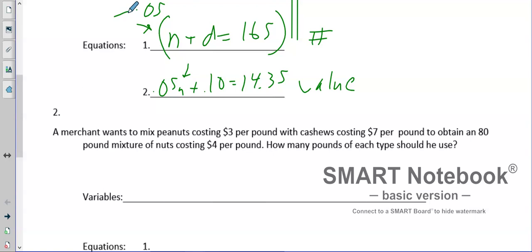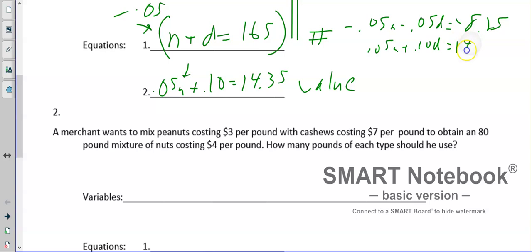All right? Now, when I get that, that will give me negative 0.05 N minus 0.05 D equals negative $8.25. And then I write the one that we did not change, 0.05 N plus 0.10 D equals $14.35. Now, when I add these together, the N's are going to cancel.